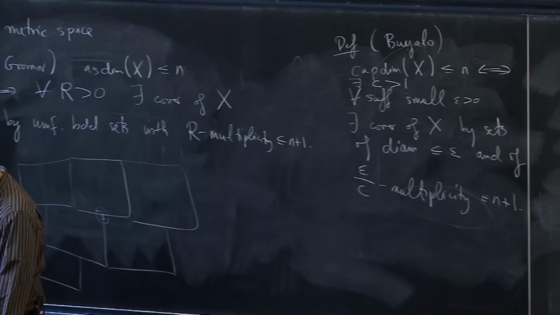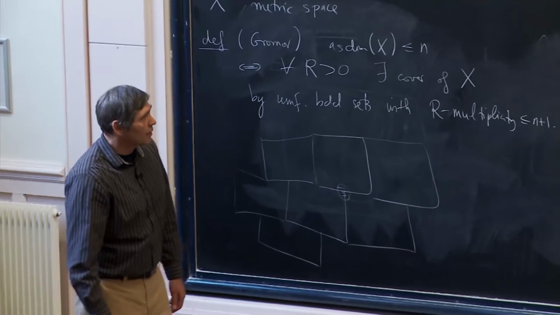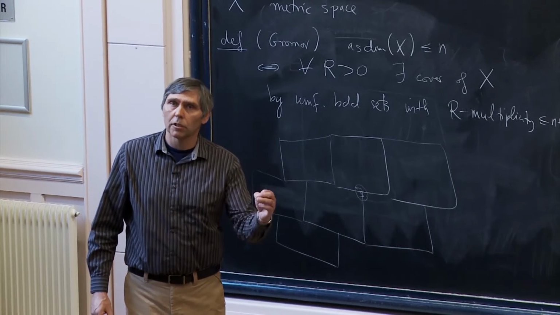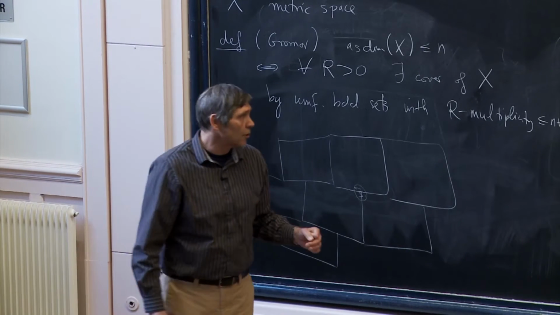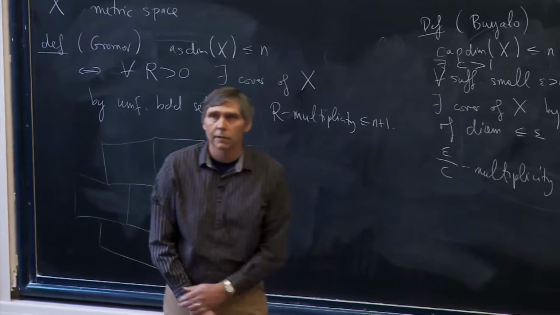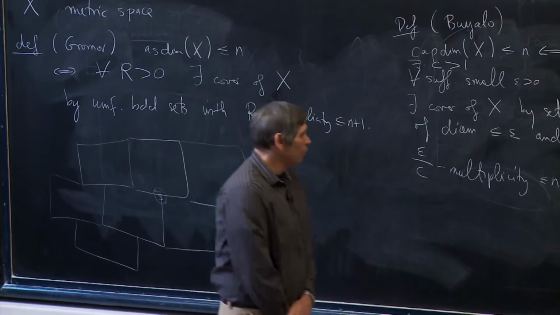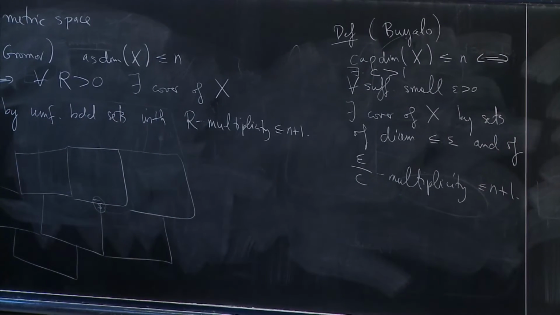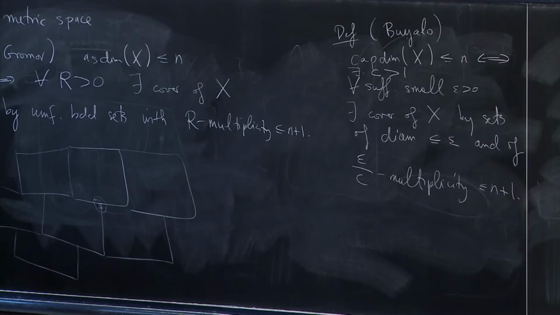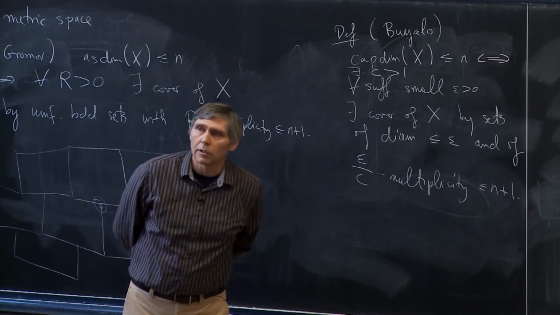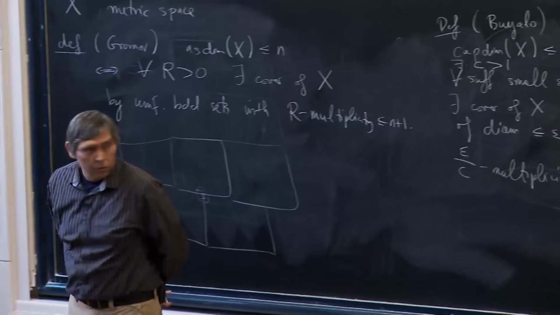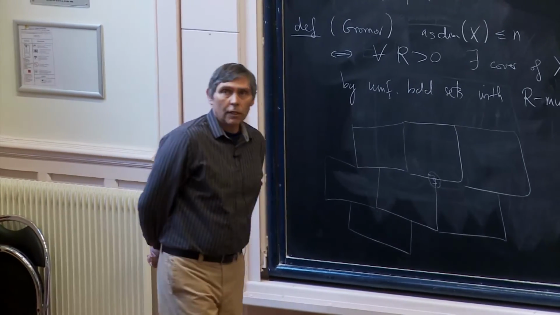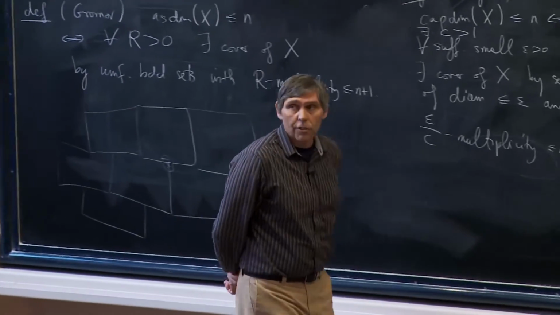So c is something like 100. So the sets have to have size about epsilon. But if I take a ball of size epsilon over 100, that's allowed to intersect at most n plus 1 of these sets. One way you can associate some pictures in your mind with this notion is, if I give you, say, a funny metric in the plane, how would you try to estimate the capacity dimension? Well, you could try to find some kind of a cell structure in the plane.